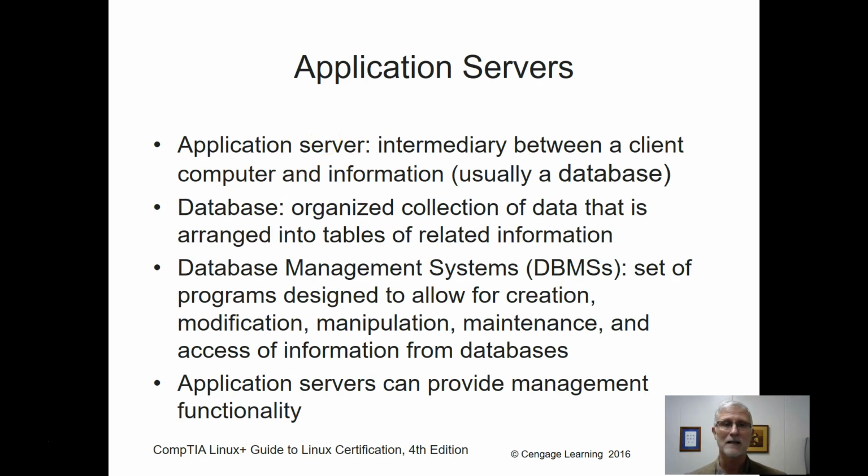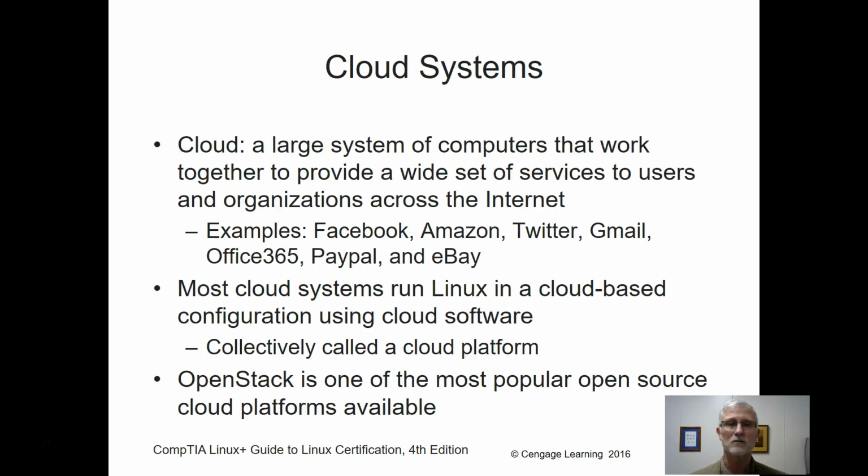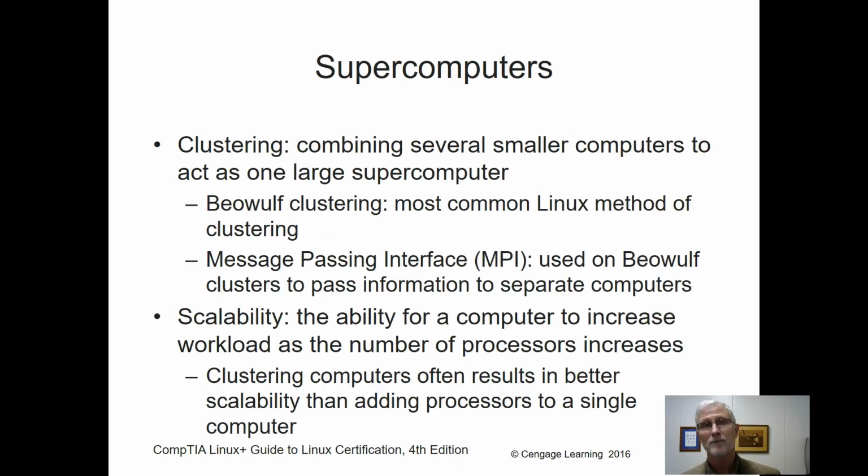Application servers, database management systems. All of these servers, cloud systems: Amazon, Gmail, Twitter. Wow. Who's running Linux? Most clouds are running cloud-based storage, and OpenStack is definitely one of the most popular open source cloud platforms out there. Supercomputers run it because it's scalable. It's faster.